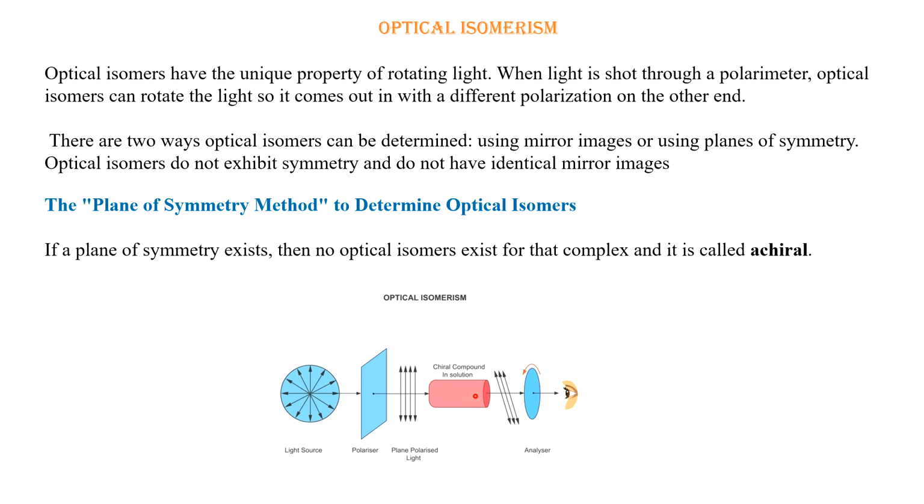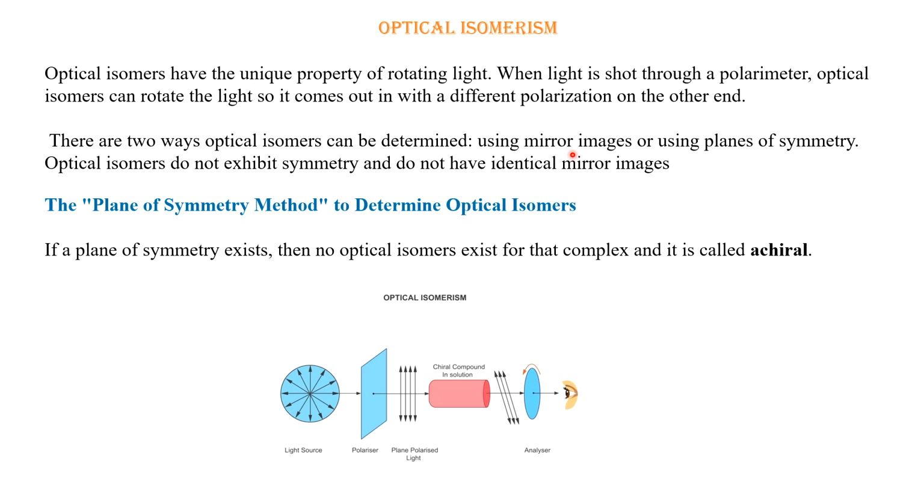When it passes through the sample solution here, you see the direction changed. It was going in this direction, now it changed to this direction. That means the compound rotated the direction of the light. So if a compound rotates plane polarized light, this compound is optically active. That is how we understand experimentally whether a compound is optically active or not. But if we have the structure of the compound, how can we say whether it is optically active or not?